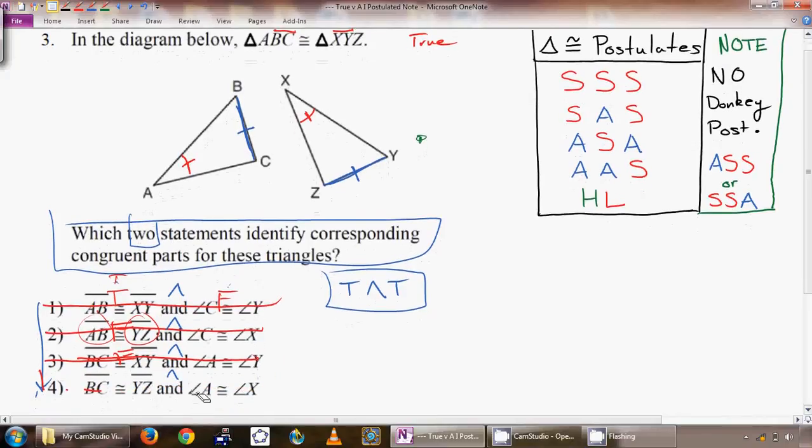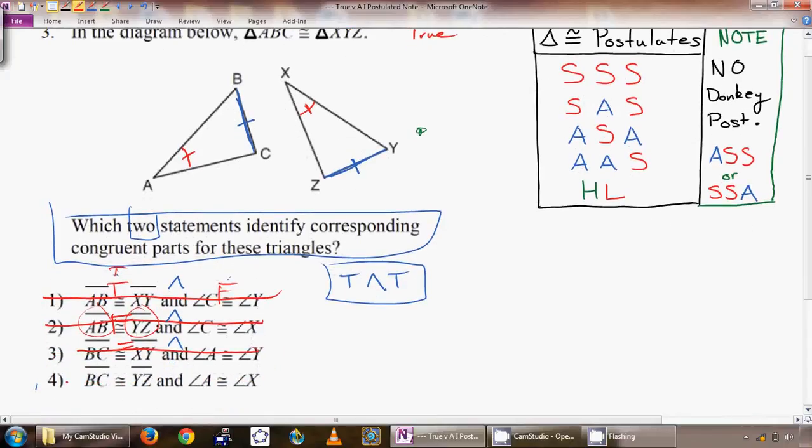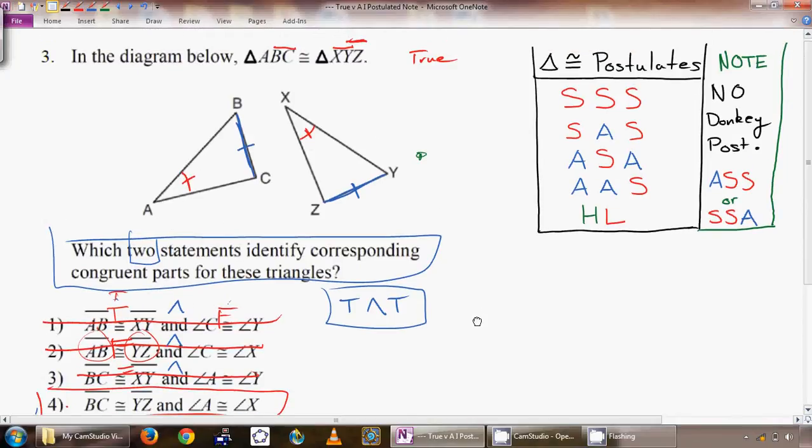I know my answer is going to be number 4, but for the sake of education and just being safe, let's check. I want to demonstrate this method works. BC is congruent to YZ. Yeah, the last two letters. That's certainly true. And then angle A, the first one, should be congruent to angle X. And yeah, that's what they're saying here. So this is, in fact, number 4. Number 4 is what we're looking for.